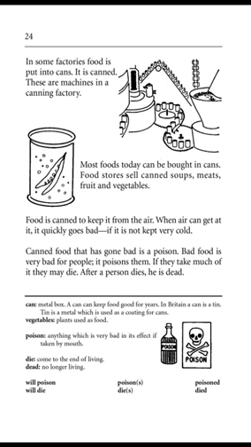Page 24. In some factories, food is put into cans. It is canned. These are machines in a canning factory. Most foods today can be bought in cans. Food stores sell canned soups, meats, fruit, and vegetables. Food is canned to keep it from the air. When air can get at it, it quickly goes bad if it is not kept very cold.